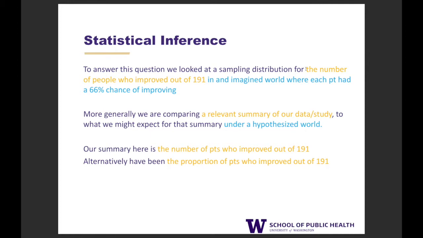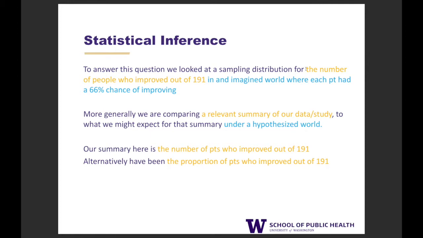So again, we've broken this into two parts. We have the summary that we are looking at in our sampling distribution and the world under which we are generating our sampling distribution. The summary is in yellow, the world is in blue. Our summary here is the number of patients who improved out of 191, and we look at this and see if it is evidence for or against the null hypothesis.